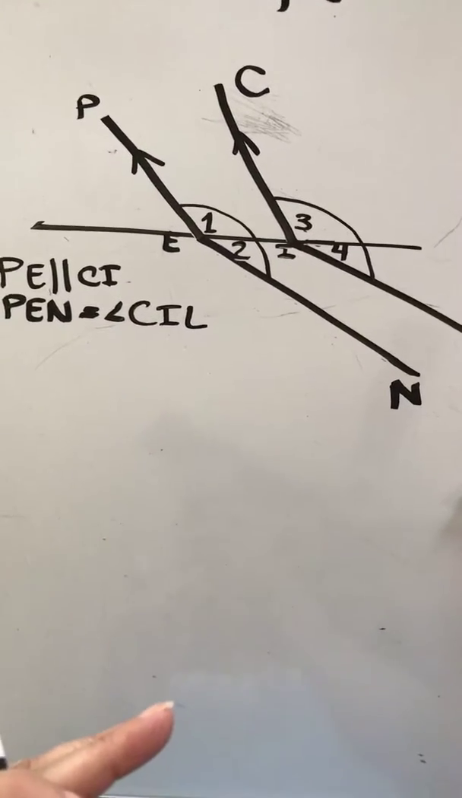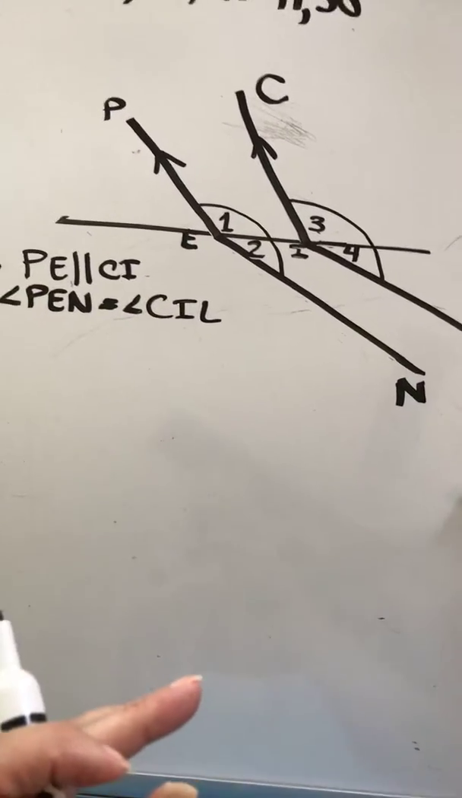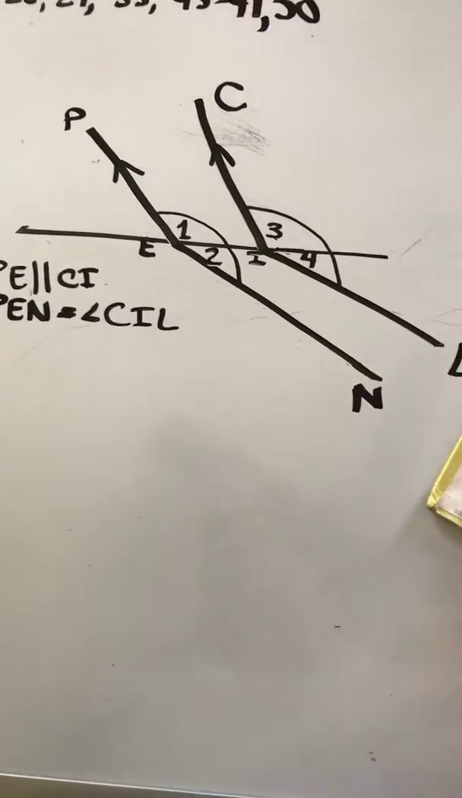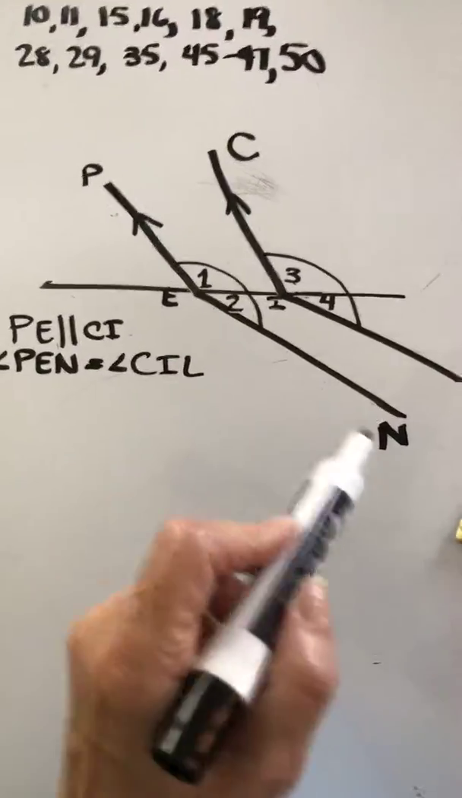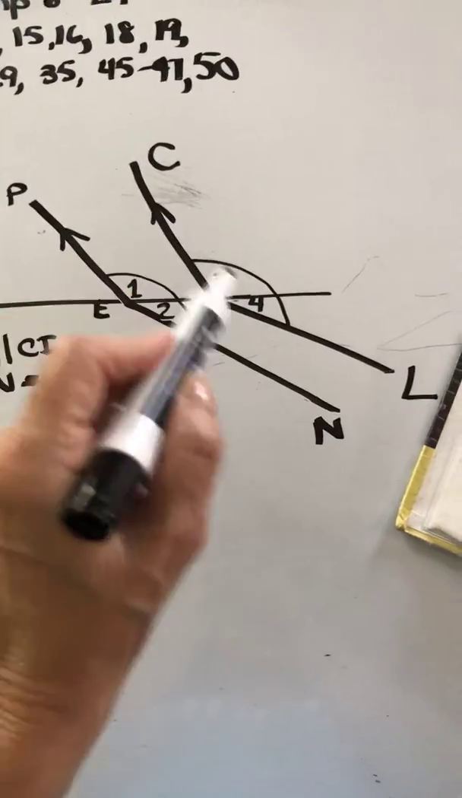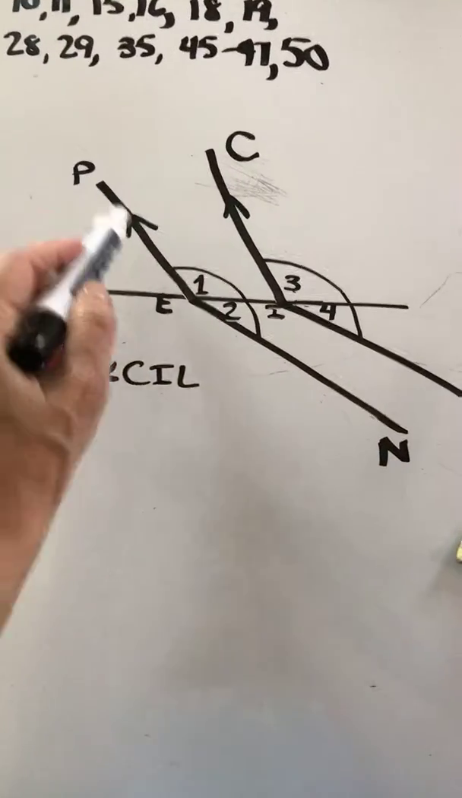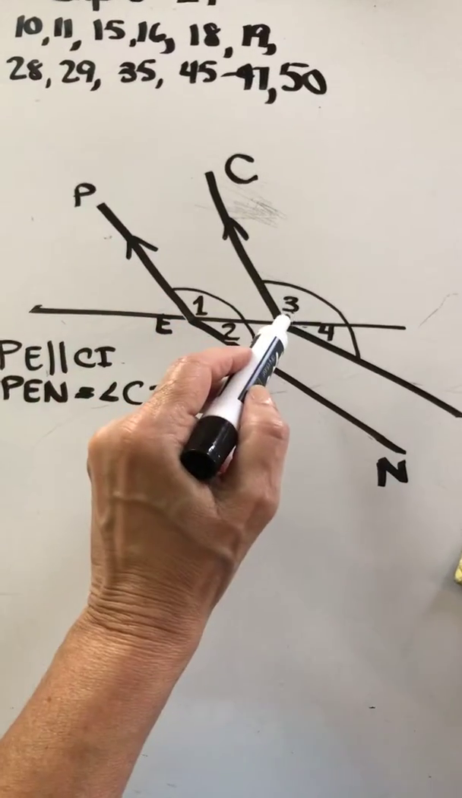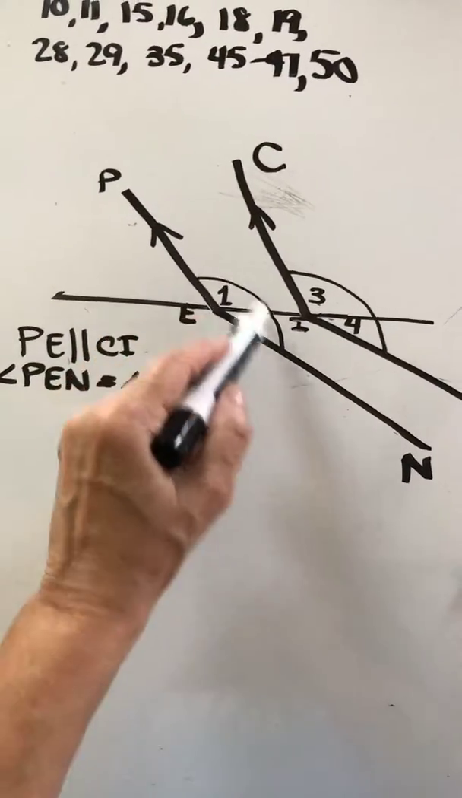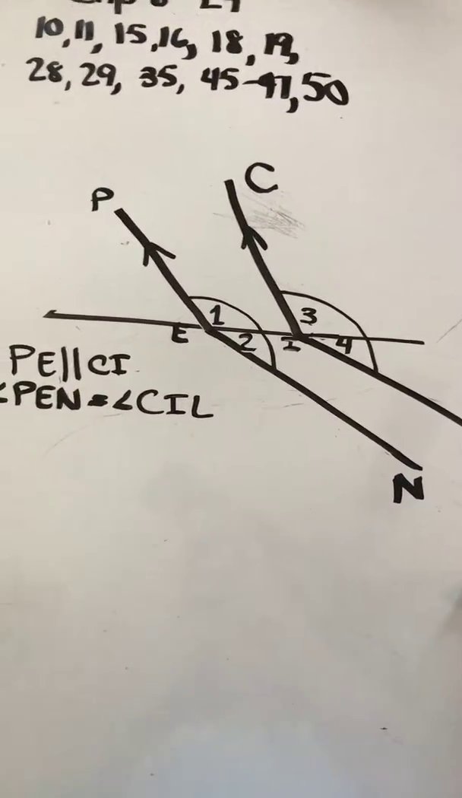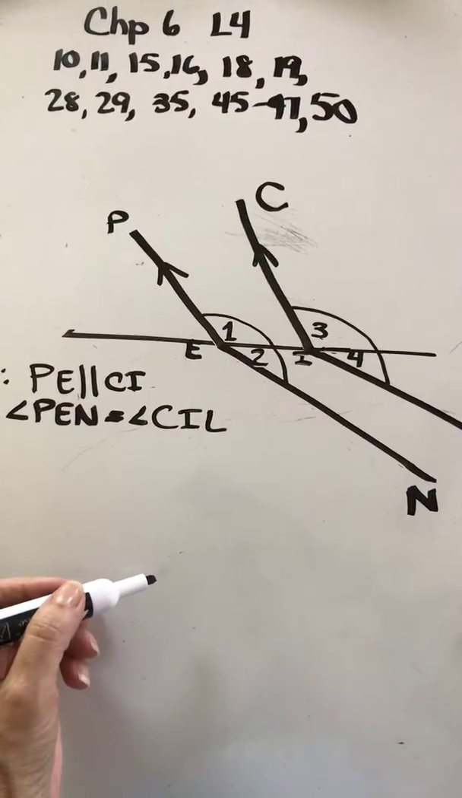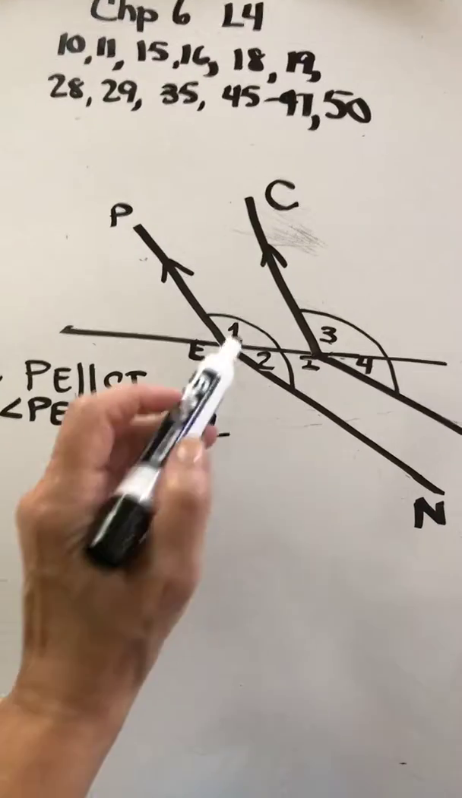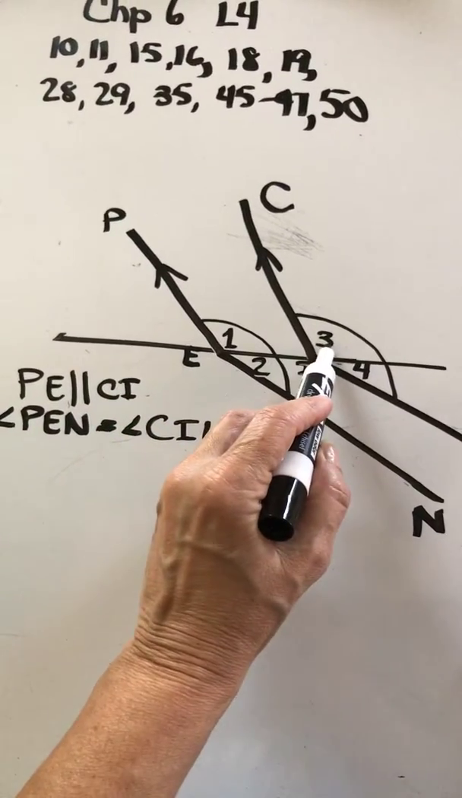Here are some questions from Chapter 6, Lesson 4. This is 8 through 10 to begin with. All right, so we have this drawing. It tells us that PE is parallel to CI, and it tells us that this angle at E equals this angle at I. Number 8 asks, why is this angle 1 equal to this angle 3?